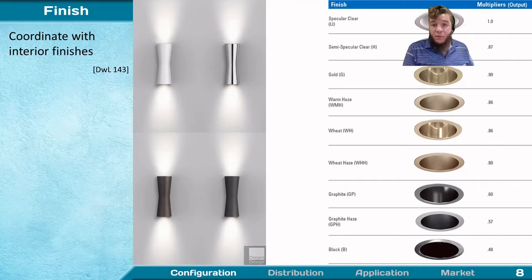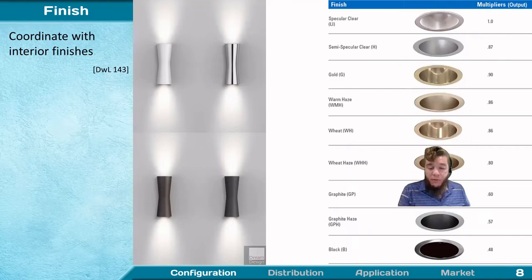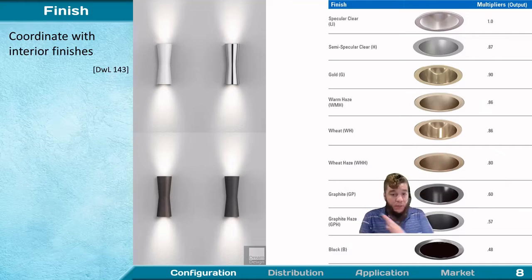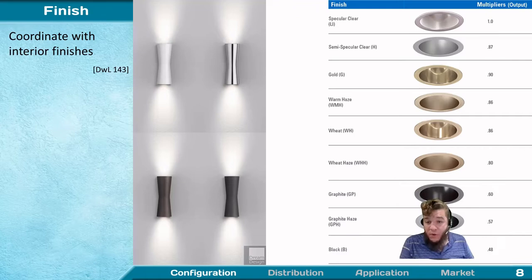So you can see this with the multipliers right here. A specular clear finish has the full output of the luminaire. But as you move down to these really dark finishes right here with the graphite and graphite haze, you can see that with a straight black, you're actually down below half of the light output, because your reflector in that case is absorbing a lot of the light from your light source.